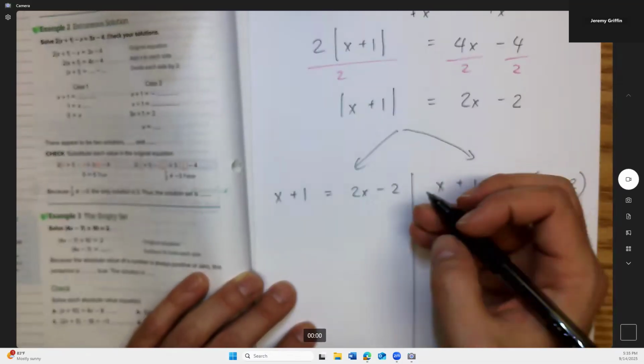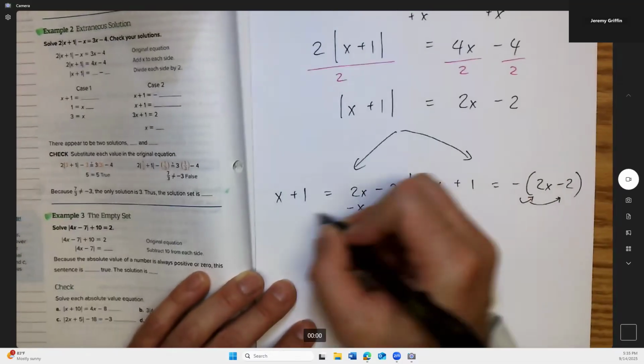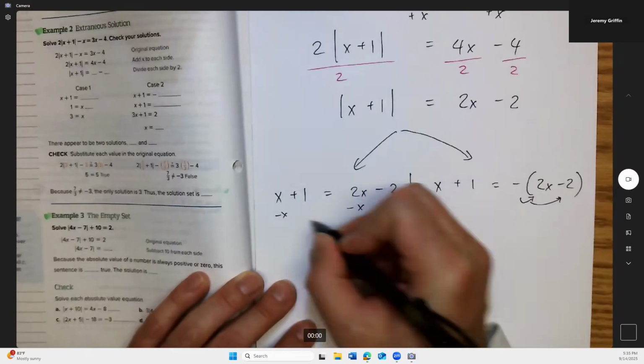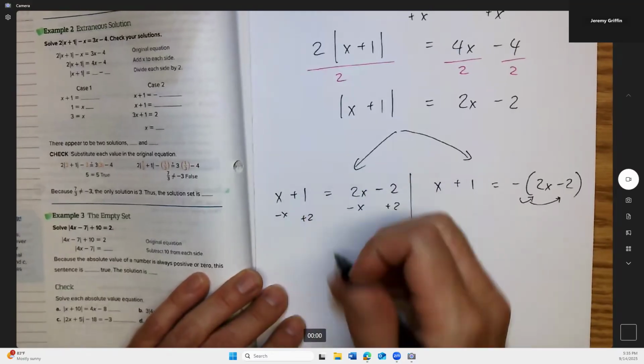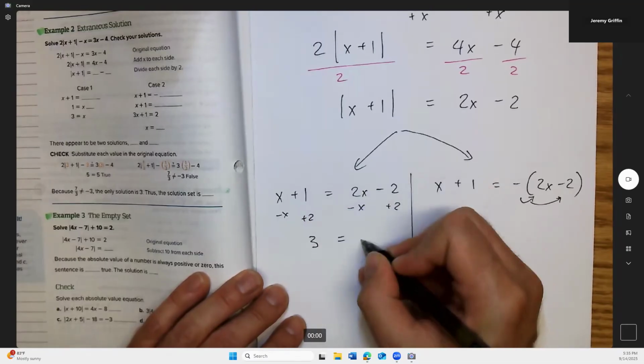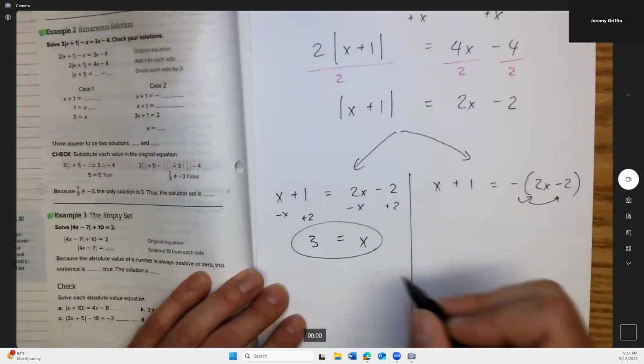So it could, let's see, maybe I'll minus x. I'll say plus 2, plus 2. Right, so that gives me 3 equals, and this would be x, right? So that's probably one of the answers right there.